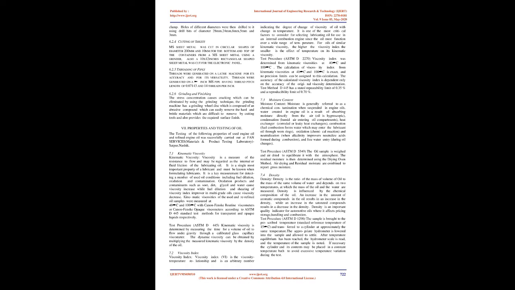6.2.4 Cutting of sheets. MS sheet metal was cut in circular shapes of diameter 200 mm and 10 mm for the bottom and top of the containers from an MS sheet metal using a grinder. Also a 10 x 12 inches rectangular shaped sheet metal was cut for the electronic panel.